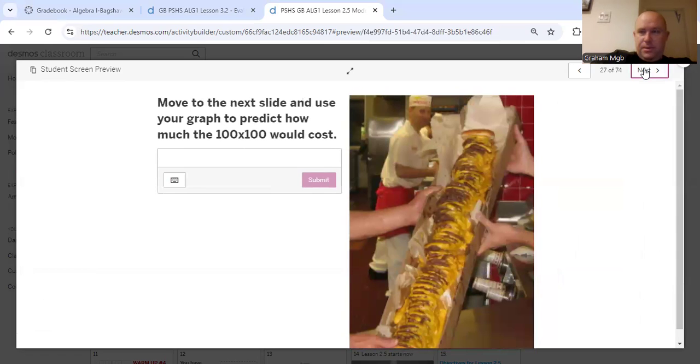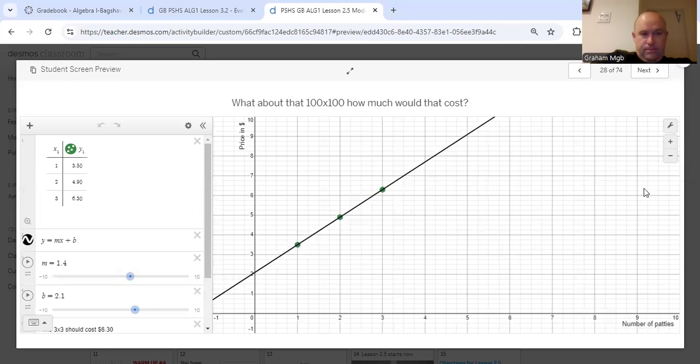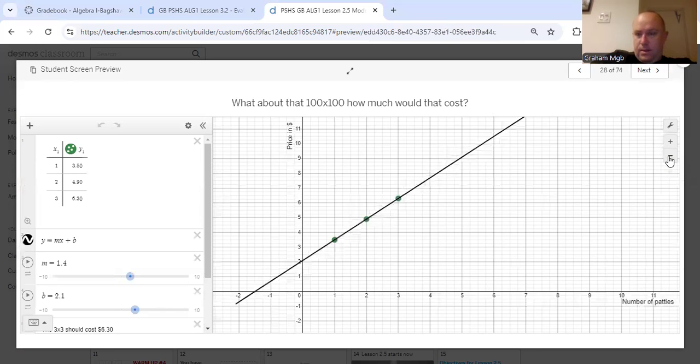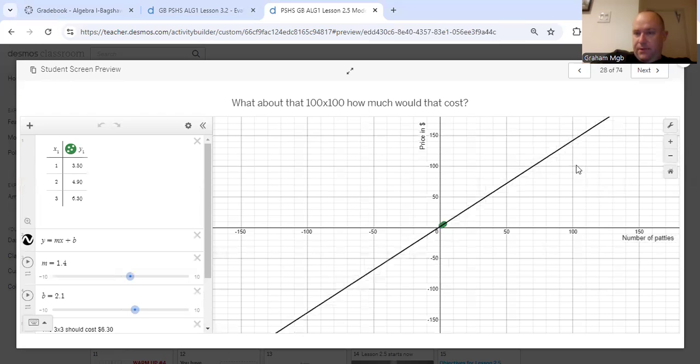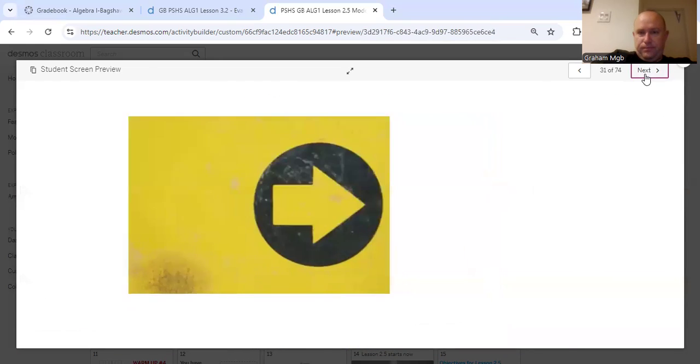Move to the next slide and use prediction how much 100 by 100 would cost. Okay, so we would have to zoom out quite a bit for this one, but there we go. 100 by 100, $142. Once again, 10 cents, not 1 cent. So how much do you think a 3x3 would cost? And I think we actually answered that one already. That was $6.30. That's actually supposed to ask how much would 100 by 100 cost. So that might be a little typo I need to fix.